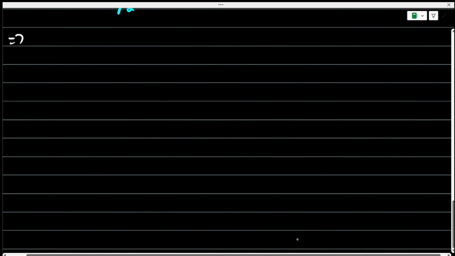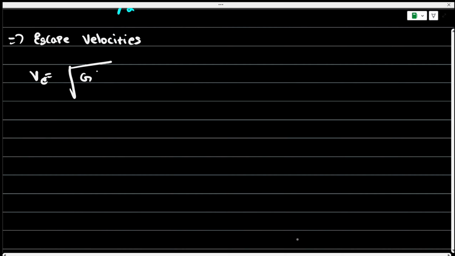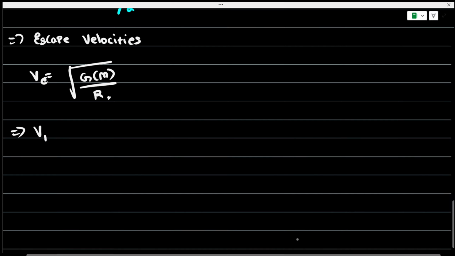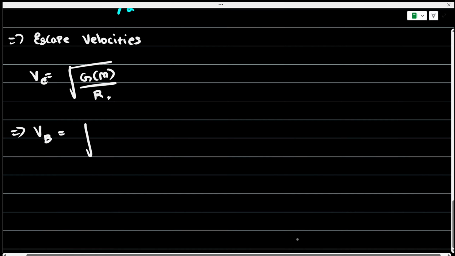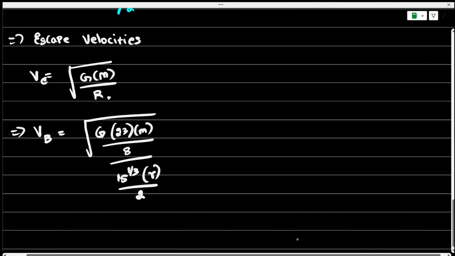Let's find the escape velocities. What is the general formula for escape velocity? V is equal to the square root of g into mass divided by r. Now let's find the escape velocity for star B, which is the square root of g into the new mass of star B, 23 into m divided by 8, over the new radius of star B, r dash, equal to 15 to the power of 1 by 3 into r divided by 2.